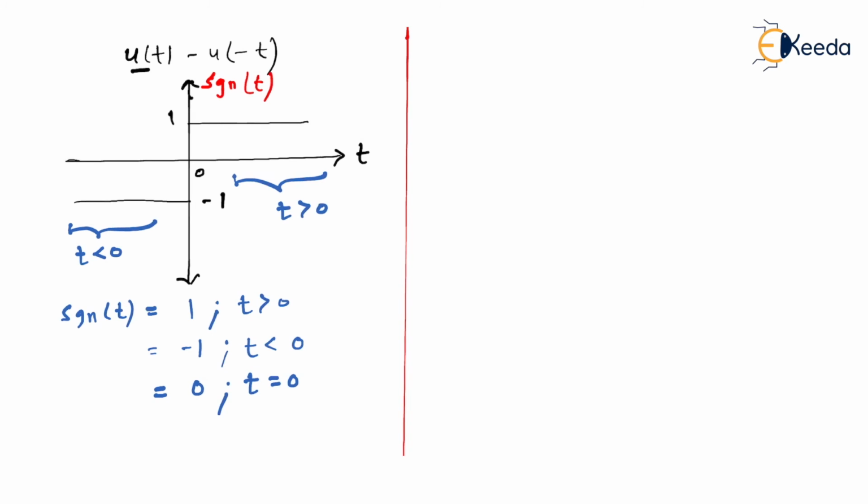So let me just summarize what we have done so far for signum function. So we have expression for signum function like this: u of t minus u of minus t. Remember, this is expression number 1. Expression number 2 I can write like this.